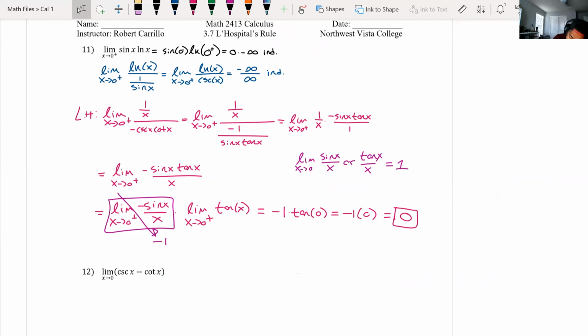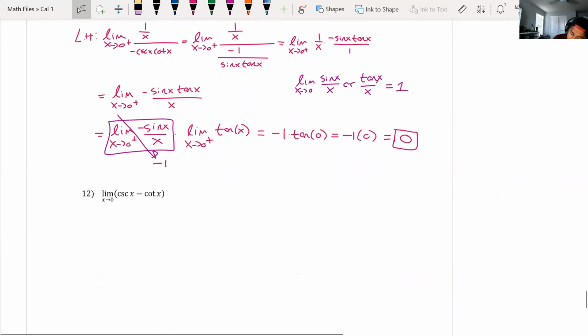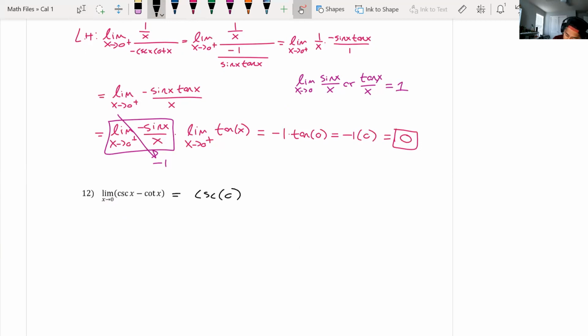12. Last one. Cosecant x minus cotangent x. If you plug in 0, you get cosecant of 0 minus cotangent of 0, which I believe is just infinity minus infinity. And then here you get to rewrite it. So no L'Hopital's just yet. The limit as x approaches 0.